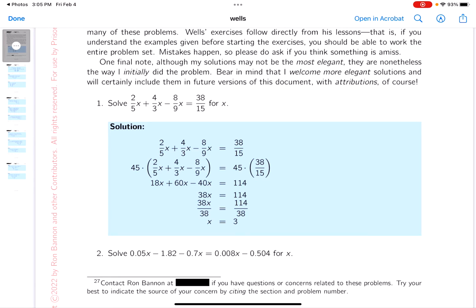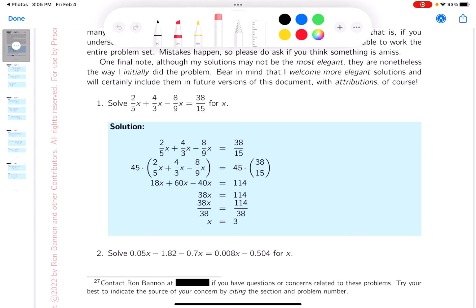Let me write that down for you. So the LCD is 45. We're doing problem number 1, by the way. Now, I realize there's a blue area there. Certainly for those students that read through that blue area and understand it, that's fine. Now, if you multiply each term by 45, I want to point out what I mean by that.